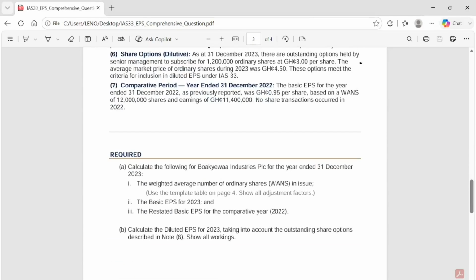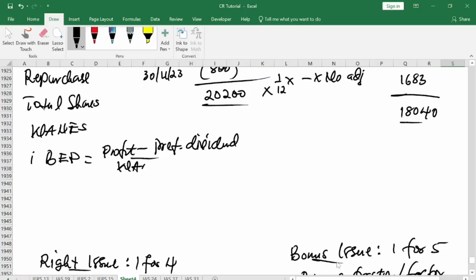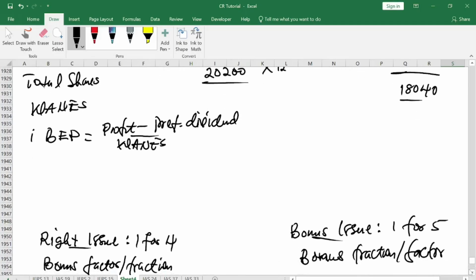So we calculate the weighted average number of shares. They said we should calculate the basic earnings per share for 2023. Under A, they said we should calculate the basic earnings per share. Basic earnings per share is profit less preference dividend, all divided by your weighted average number of shares. Right? Okay. So let's go in there.